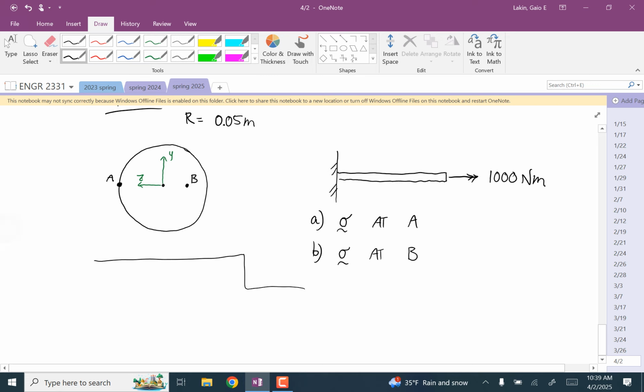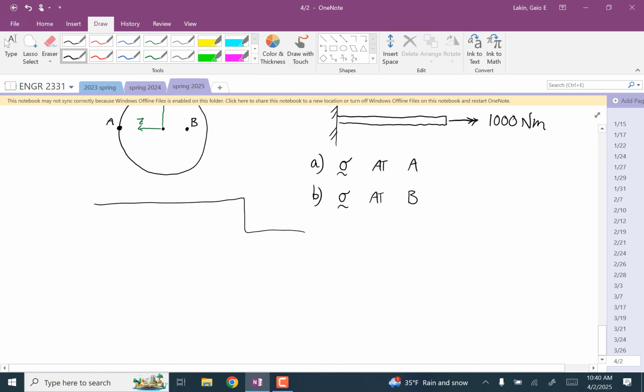Well, first we have to calculate the internal torque, which if you're going through the whole process, we'd first calculate the external torque at the wall, then do the cut. What we're going to come up with is just a positive value of 1,000.